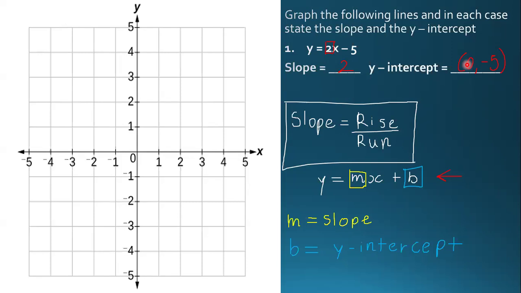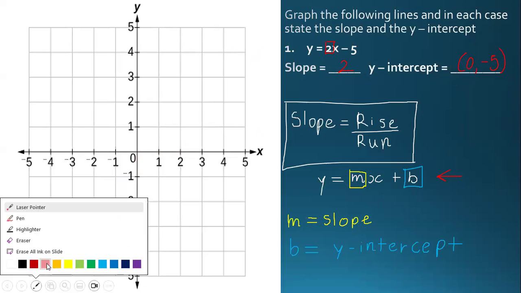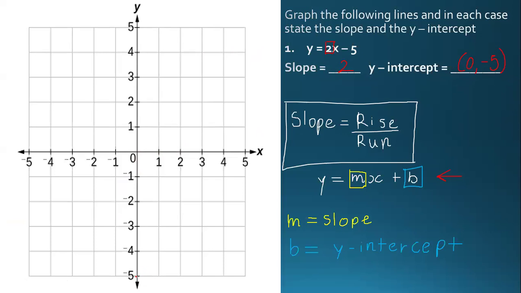And so what do we have? We have the slope, and the y-intercept is 0, -5. In order for you to graph a line, all you need is the slope and the y-intercept. In our case, the slope is 2. Where is 0, -5? That's going to be a dot next to -5, on the bottom.